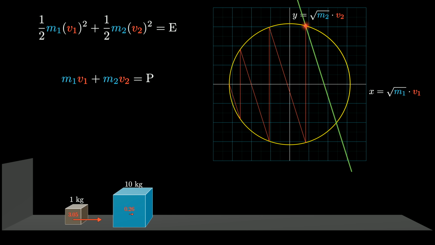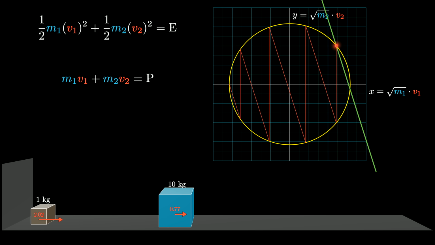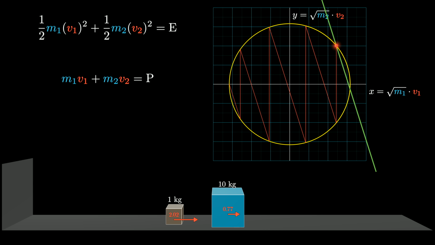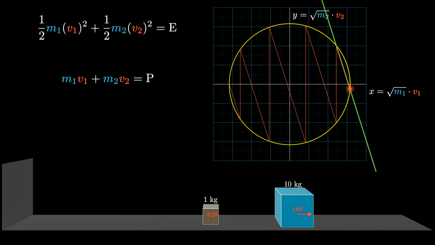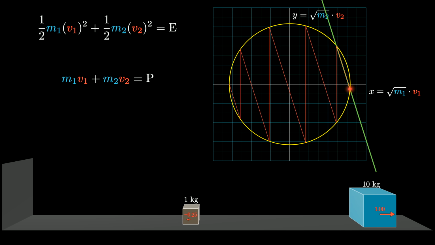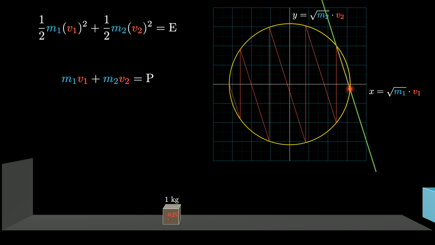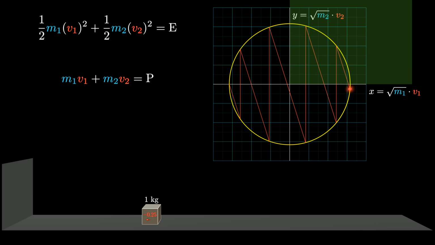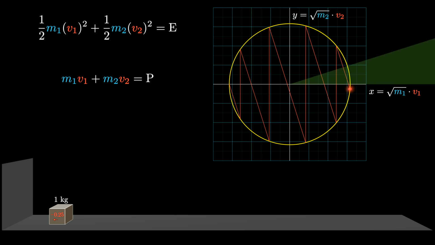Little block bounces off the wall and that moves you up, blocks bounce against each other, that moves you down and to the right, and you just keep going until, well, until what exactly? The experiment can't be done until both blocks are moving to the right, so you have to be in this quadrant here where the x and y coordinates are both positive. And also to be done, that little block has to be moving slower than the big block, meaning you sit somewhere below this line where v1 equals v2.